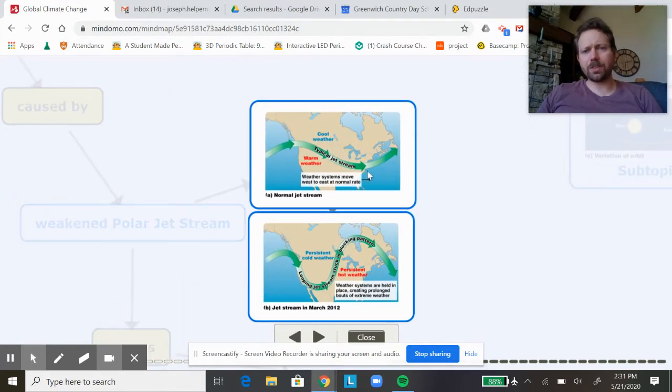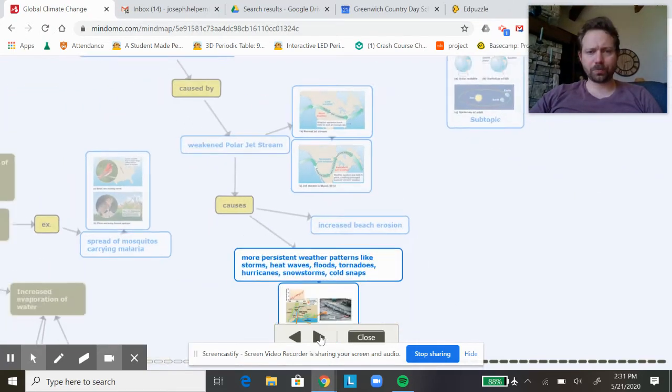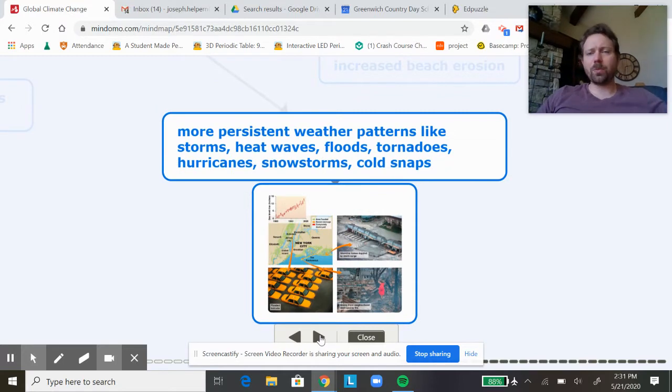So this is a picture of the normal jet stream. As it slows, it loops through, and you have more persistent weather patterns. Warm weather might move across the United States normally, but with a weakened jet stream, you have a more persistent hot weather event. More persistent weather patterns, as we said, like storms, heat waves, floods, tornadoes, hurricanes, snowstorms, and cold snaps. All of this has to do with the weakening of the jet stream.